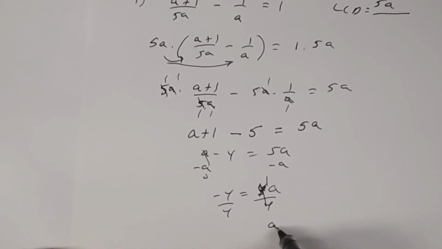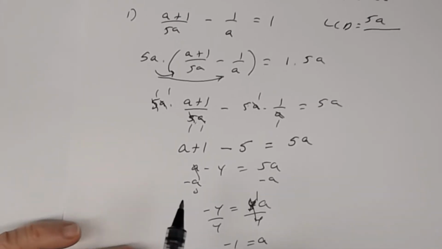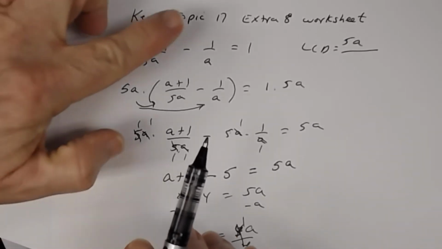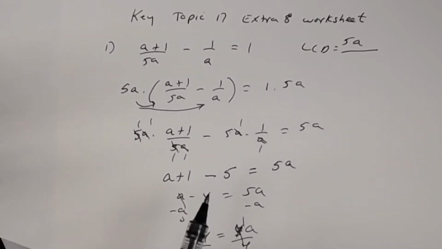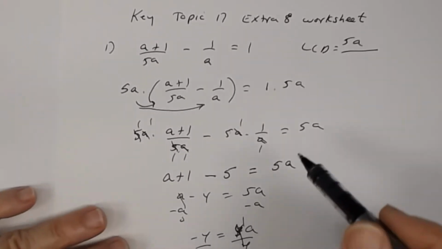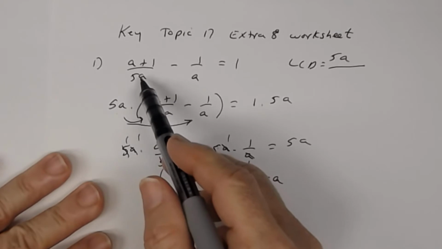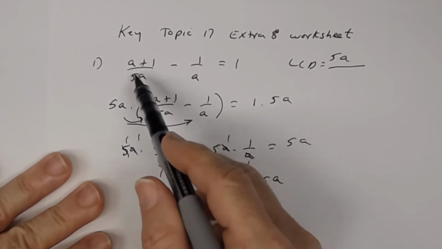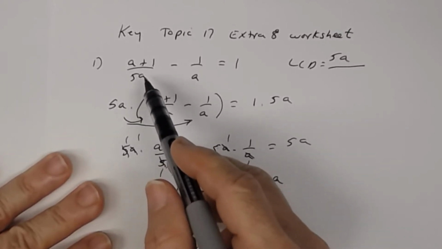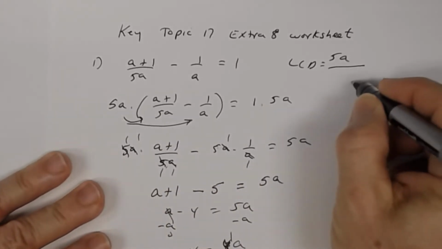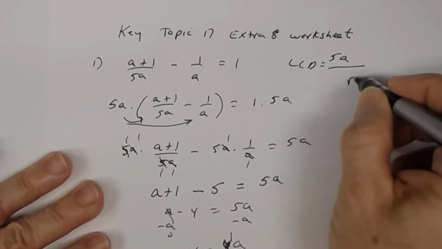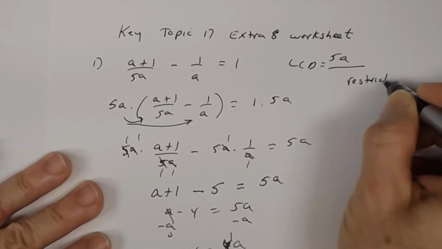I get my solution to be a equals negative 1. All right, now before we go on, let me just make a point here. In the lessons that you learned for topic 17, remember, whenever you have a denominator with a variable expression in it, you've got to find the restrictions. I didn't ask you to do that here, but I do for the other worksheets.